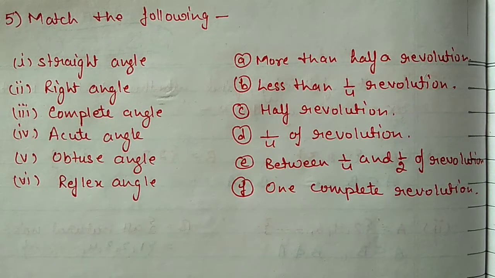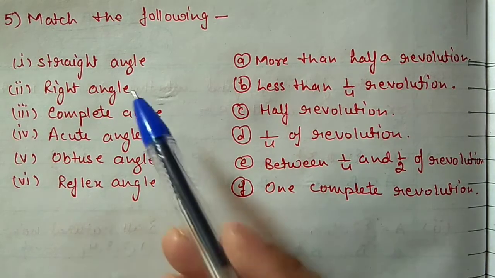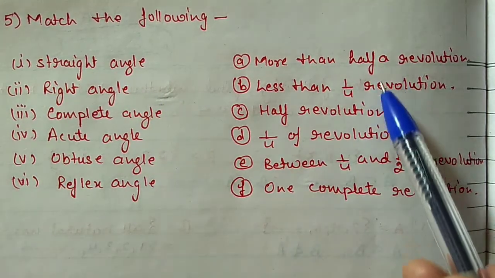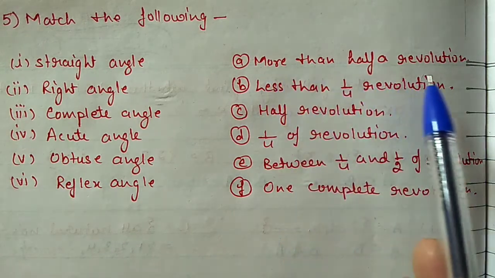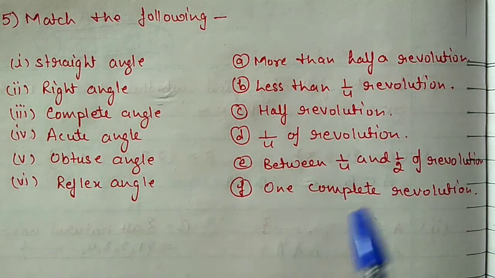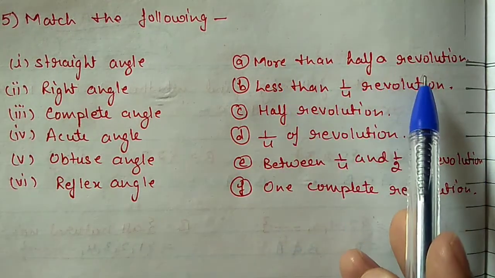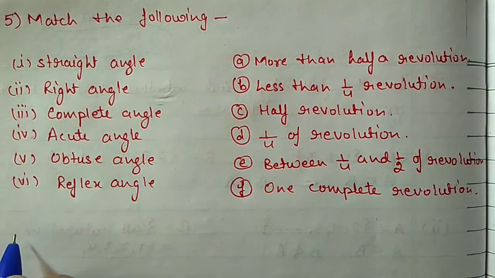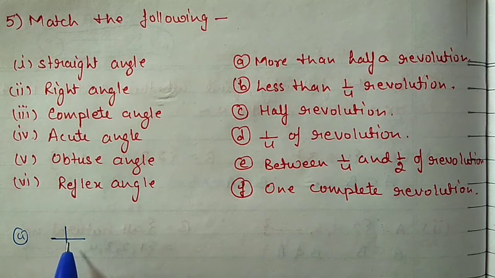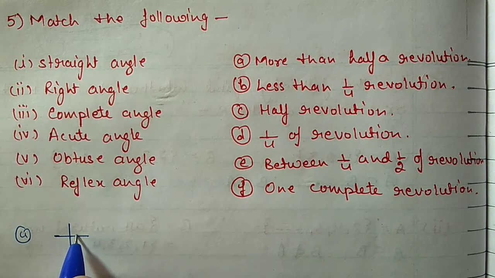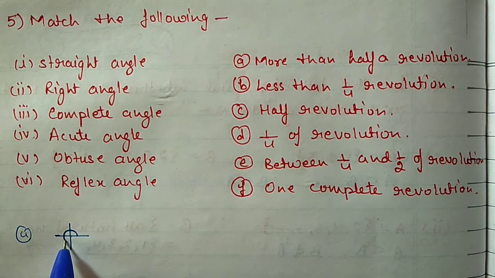Next, question number 5, match the following. On this side they have given types of angle and on the other side it is given in the form of revolution. We will go from this side, it will be easy to match. First it is given, more than half a revolution. For half a revolution, suppose these are the 4 directions and we start revolving from here. More than half means like this, till here.